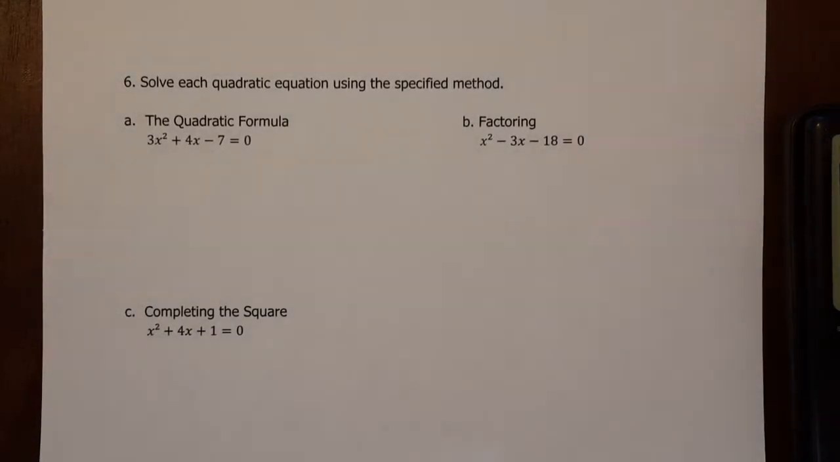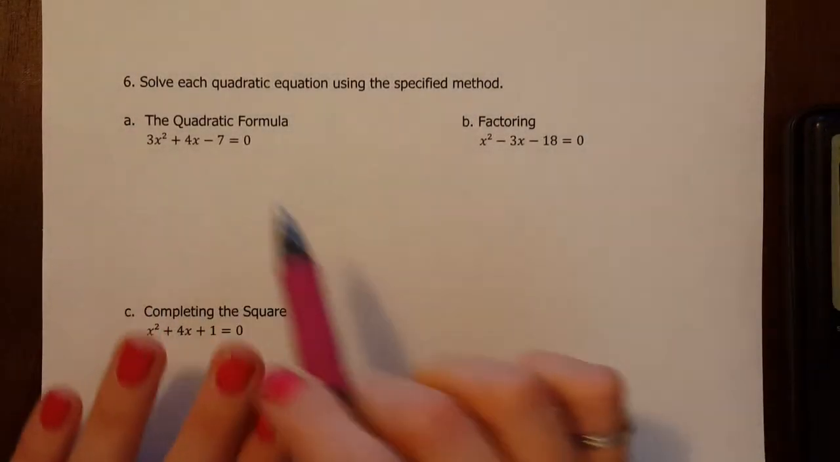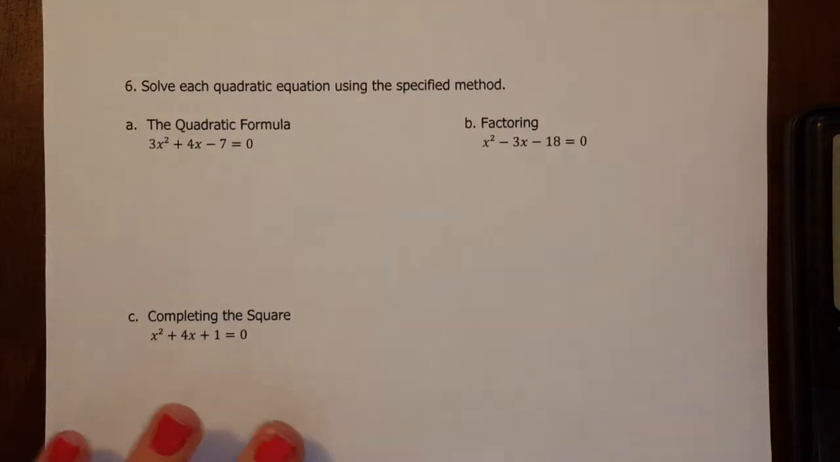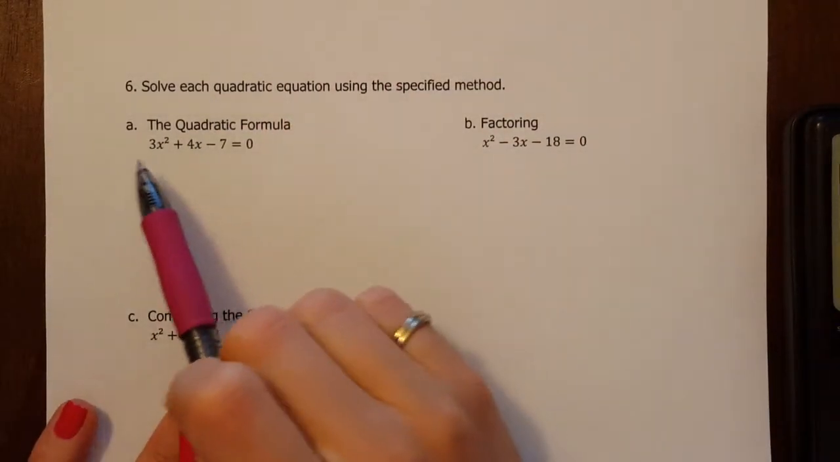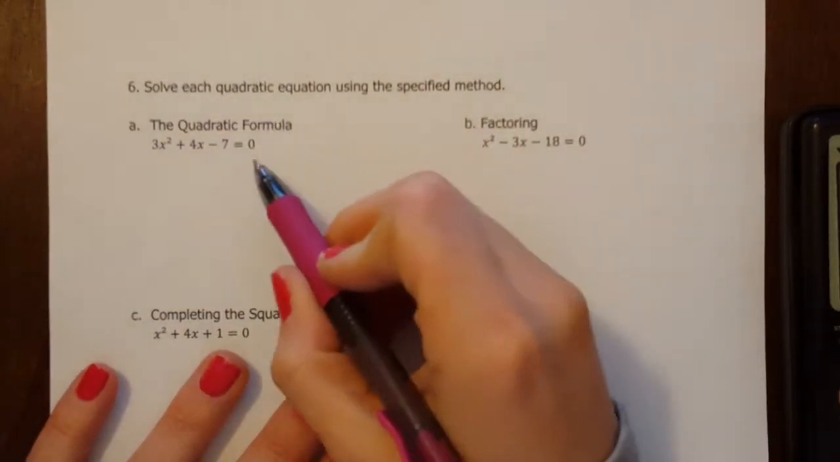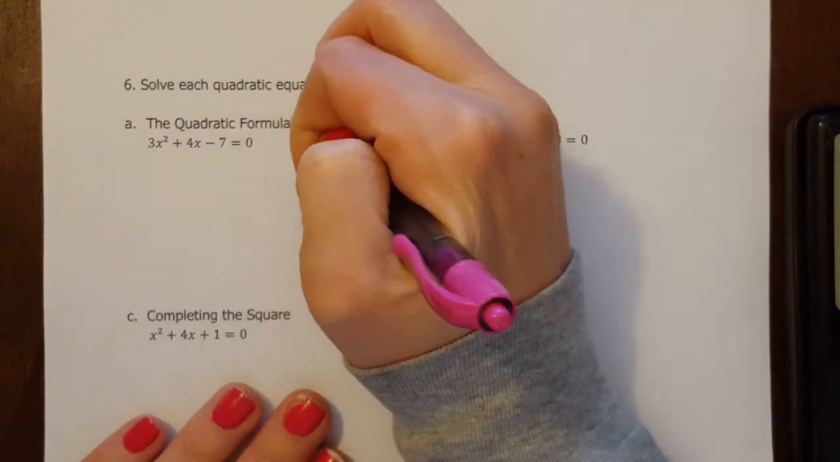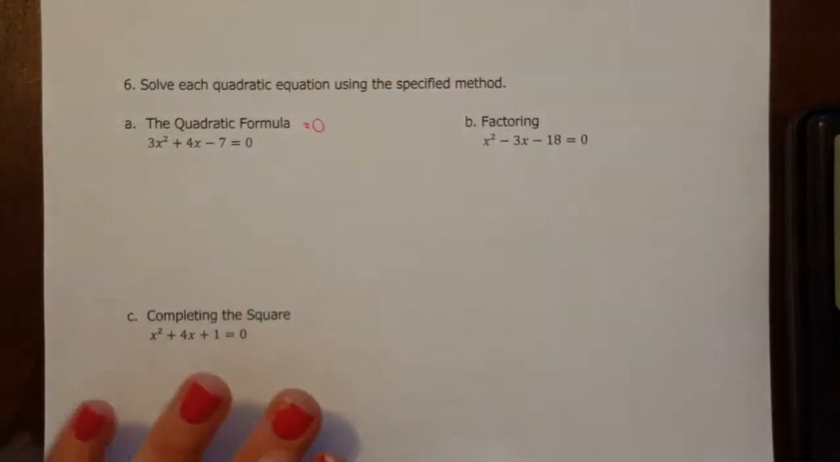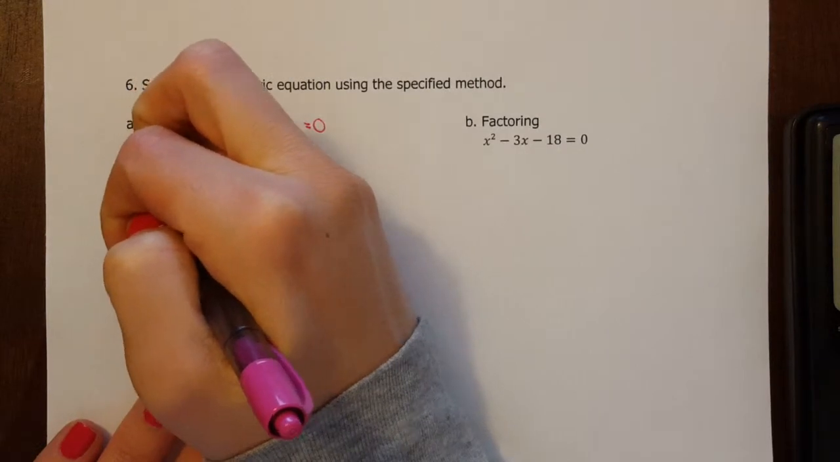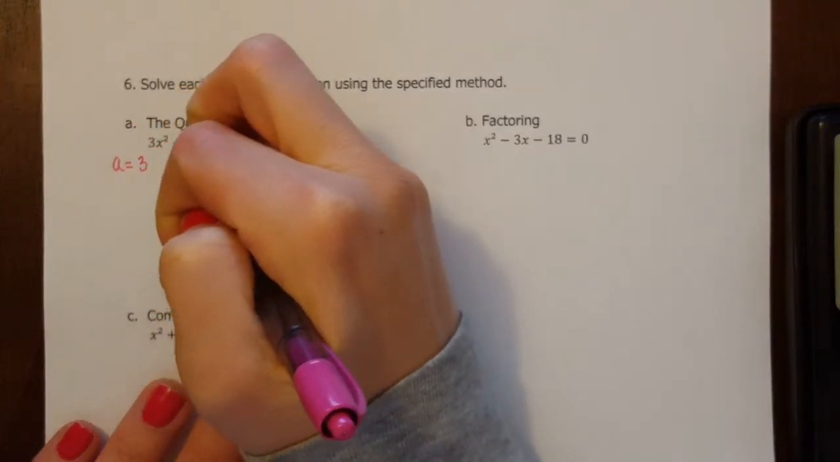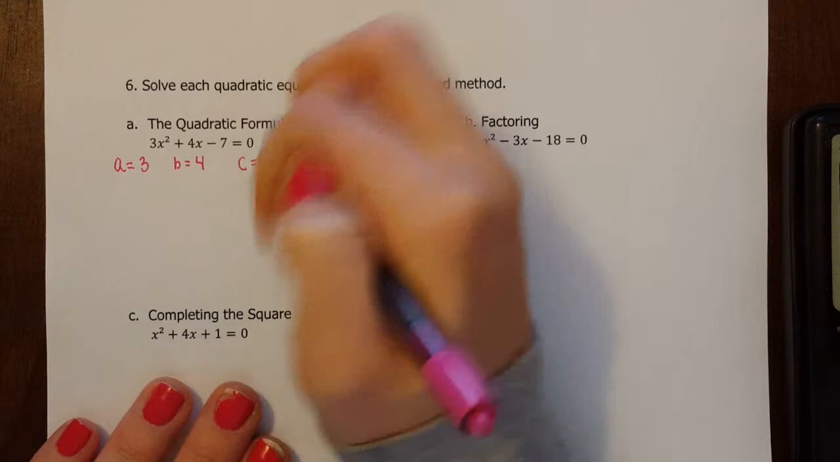This is number 6 from the Chapter 9 closure packet. It says solve each quadratic equation using this specific method. So first, the quadratic formula. You have to set it equal to 0 whenever you use the quadratic formula, and since it does, a is 3, b is 4, and c is -7.